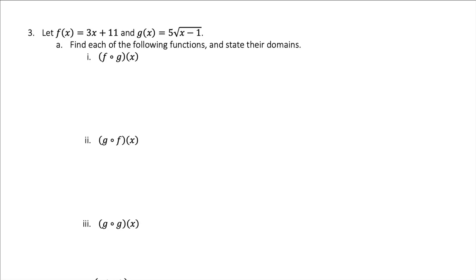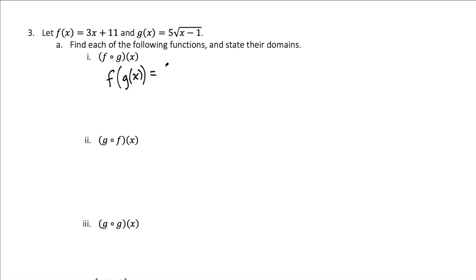We've got our two functions here, f of x equals 3x plus 11 and g of x equals 5 times the square root of x minus 1. And we want to find each of these compositions. So first of all, this here is f composed with g, which is the same thing as f of g of x.